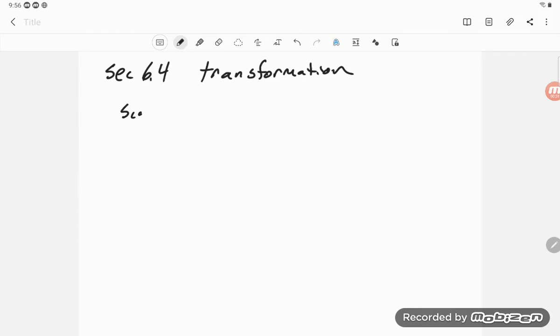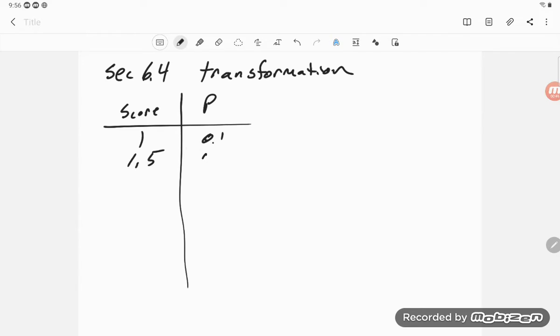So you'd have some score, and here you would have P for a probability of success. And again, this could be 1, this might be 0.1, and 1.5 and 0.2, and so forth, and maybe up to 4, and you get 0.95 or something like that. And you would have a bunch of data like this.